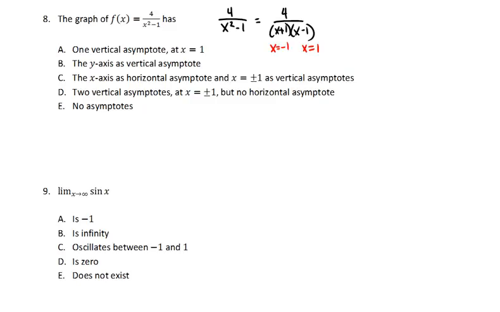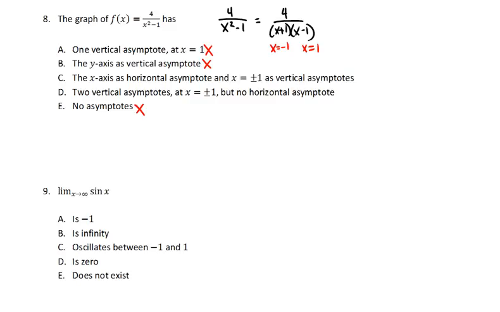So if we look at the answer choices, one vertical asymptote cannot be true. B, the y-axis as a vertical asymptote, would mean x equals 0 would be a vertical asymptote, and that's not true. We can also see that E cannot be true. E says there are no asymptotes. Now, besides having plus and minus 1 as vertical asymptotes, we have to consider the horizontal asymptotes.